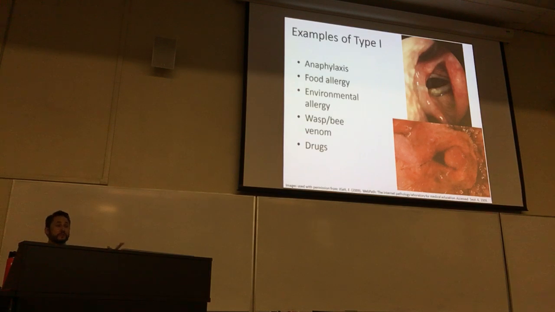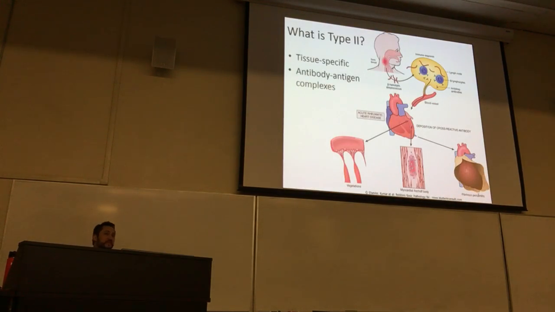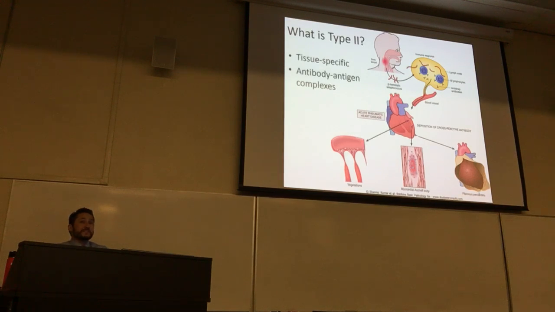Okay, so type 2. Type 2 is shifting very differently from an IgE-mediated response. In type 2 we've got a tissue-specific antibody binding. So in type 2, there's a production of IgG and IgM. And the example that we used was blood transfusions. But I'm going to characterize another type 2 response of hypersensitivity.